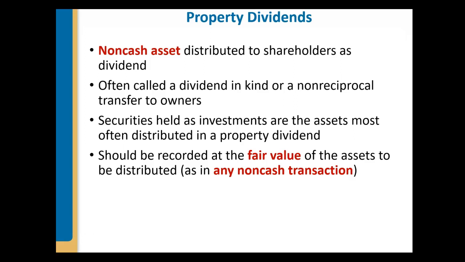Gold Resource Corporation, a Colorado gold mining company, announced in 2014 that it would make dividend payments in gold bullion instead of cash. RFM Corporation conferred a property dividend to its shareholders when it distributed shares of Philippine Townships Inc. stock that RFM was holding as an investment. Securities held as investments are the assets most often distributed due to a relative ease of dividing these assets among shareholders and then determining their fair values.